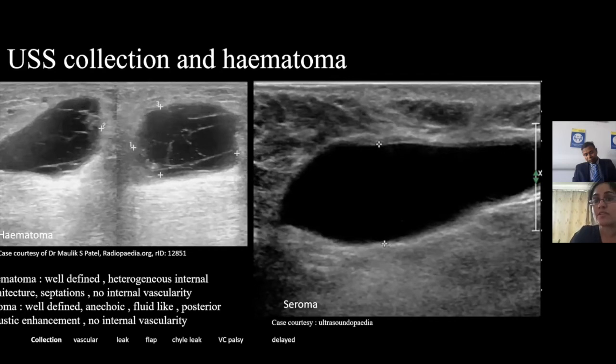Now, these are two ultrasound scans. The one on the right of the screen is a seroma, that is skin, subcutaneous tissue, and an anechoic structure, well defined. Posterior acoustic enhancement, that is, there is brightness behind the lesion and there is no vascularity inside. If you put a needle into it, you will be draining serosanguineous, maybe straw-colored fluid.